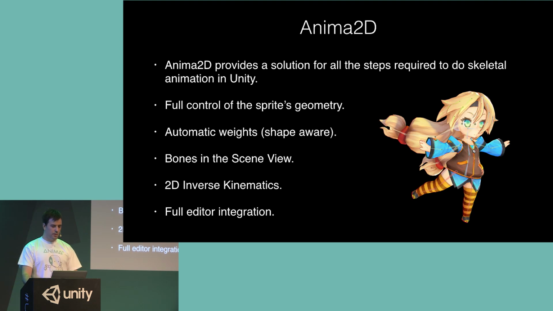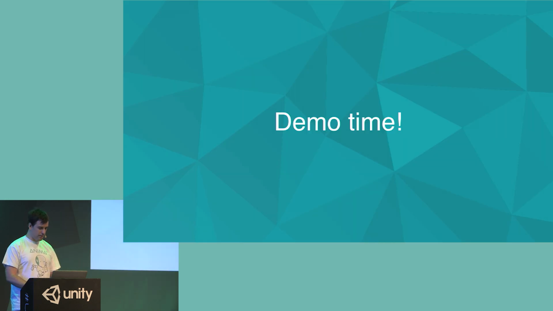So Anima2D offers nowadays full control of the sprite geometry, automatic weights, shape-aware, it's important. Also, you can edit them manually. I'll show you later. You get bones in the scene view. Also, you have a small 2D inverse kinematics system that helps you edit your animations, and full editor integration. That's very important. So it's demo time.